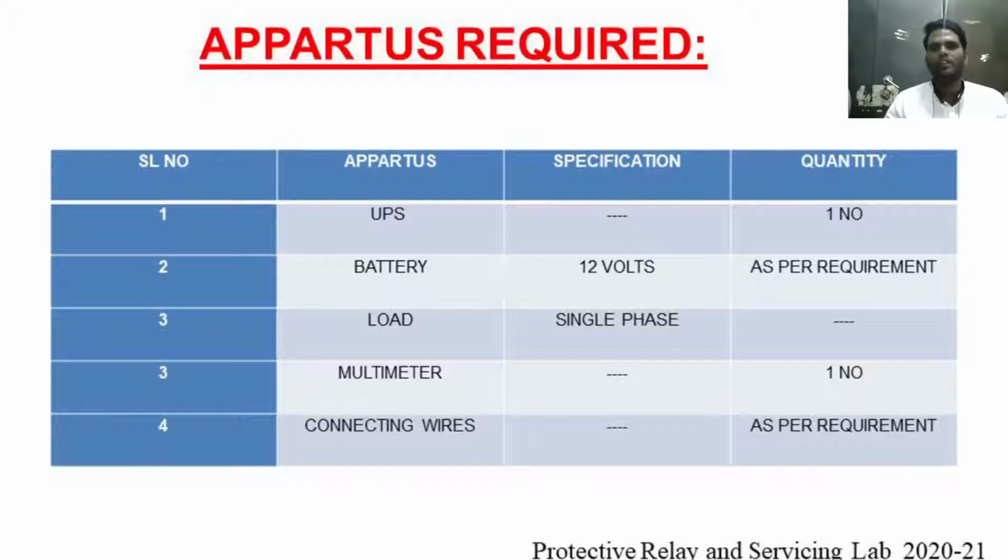A multimeter is required here to measure the battery terminal voltages. And the last one is connecting wires. The connecting wires are required to connect my UPS to the batteries, as well as UPS to the load, and wires from the incoming mains to my UPS, as per my requirement.